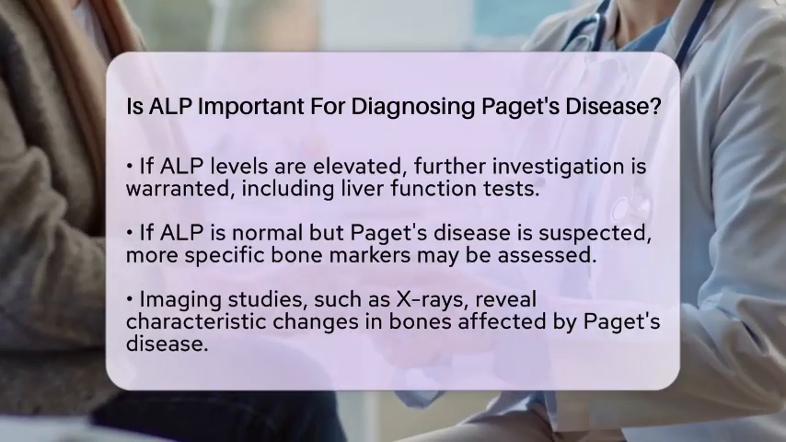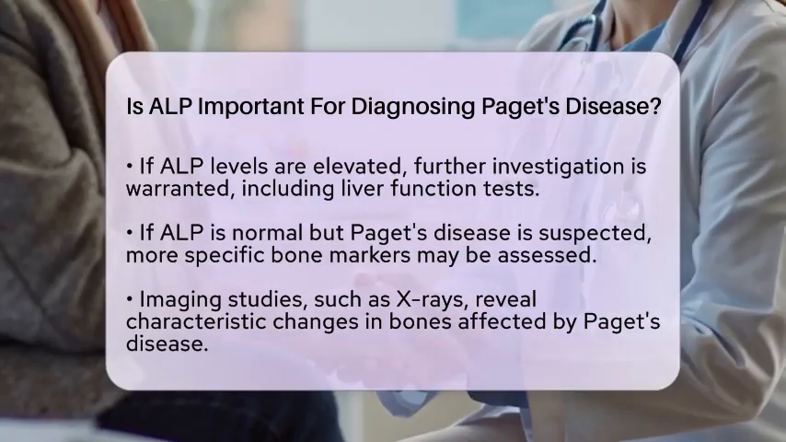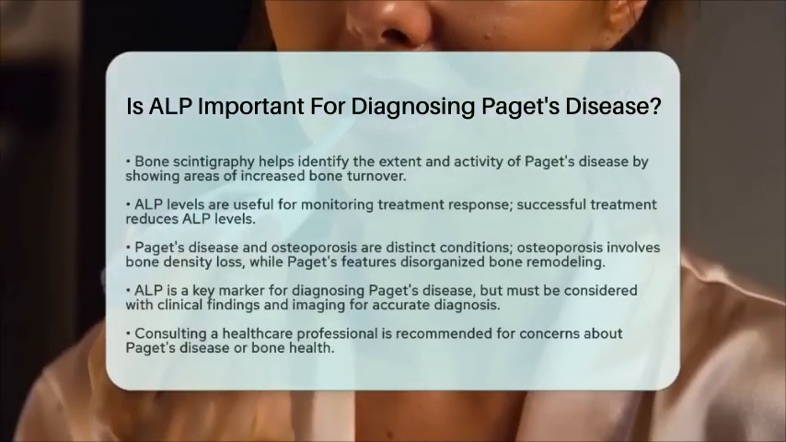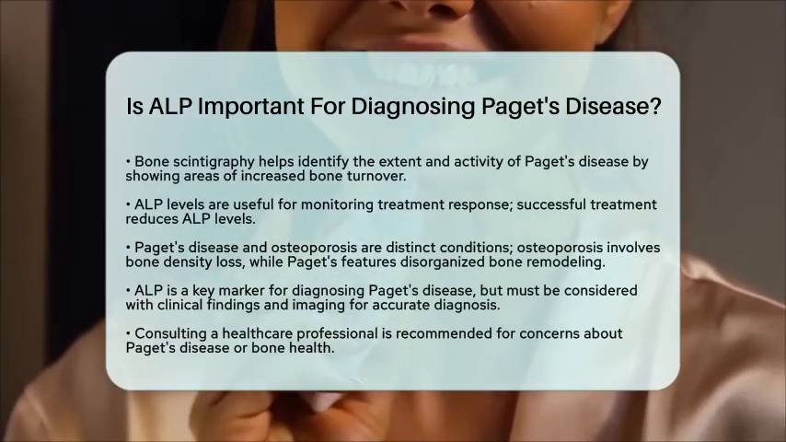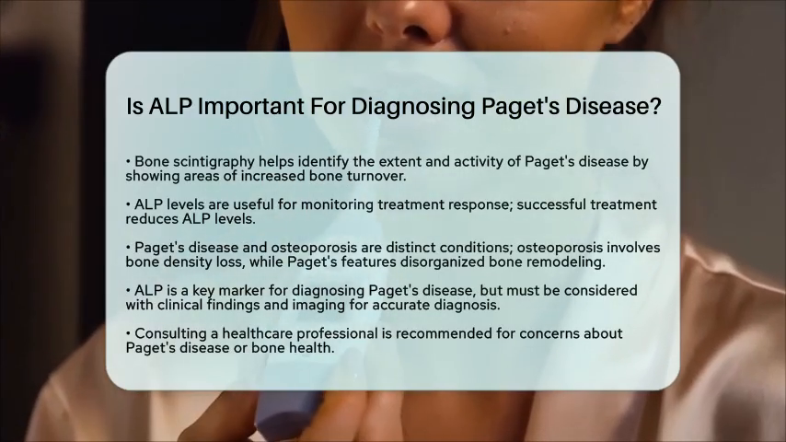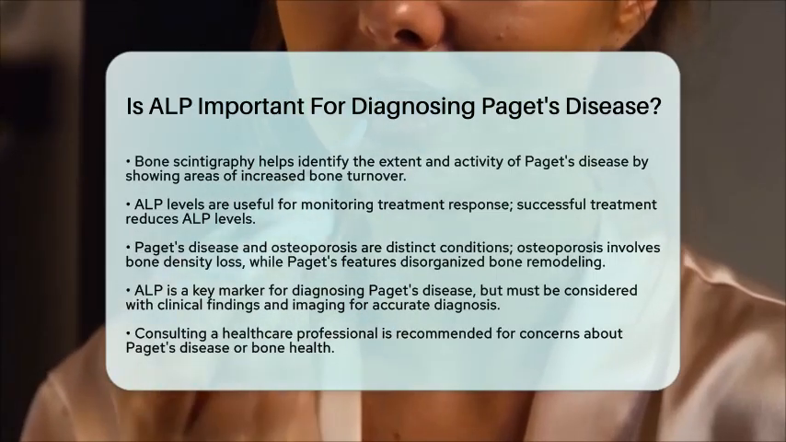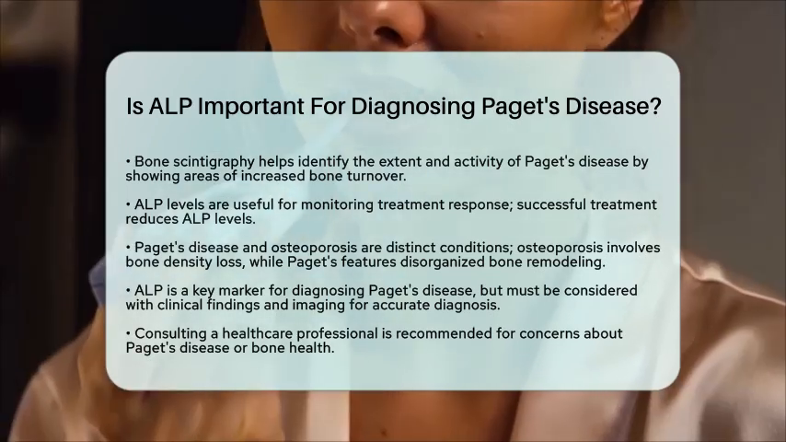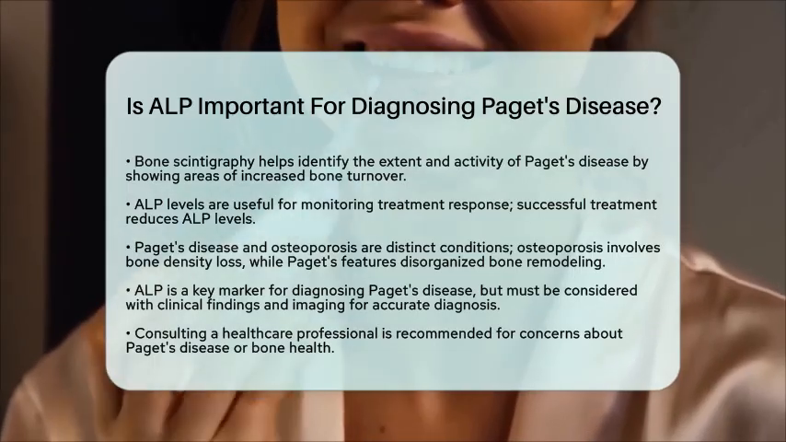From the perspective of osteoporosis, it is interesting to note that while Paget's disease and osteoporosis both involve changes in bone metabolism, they are distinct conditions. Osteoporosis primarily involves a loss of bone density, while Paget's disease is characterized by disorganized bone remodeling with increased turnover. This distinction highlights the importance of ALP as a more prominent marker in diagnosing Paget's disease compared to osteoporosis.